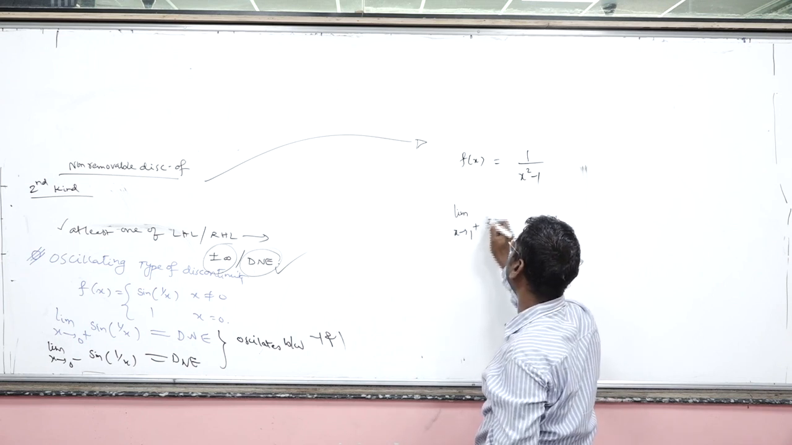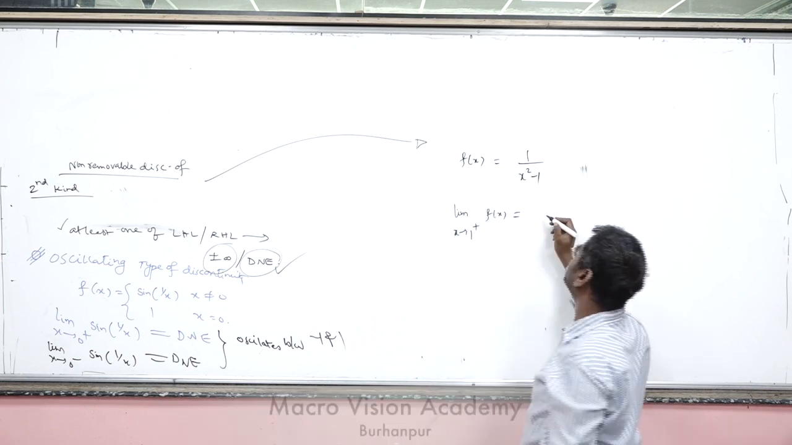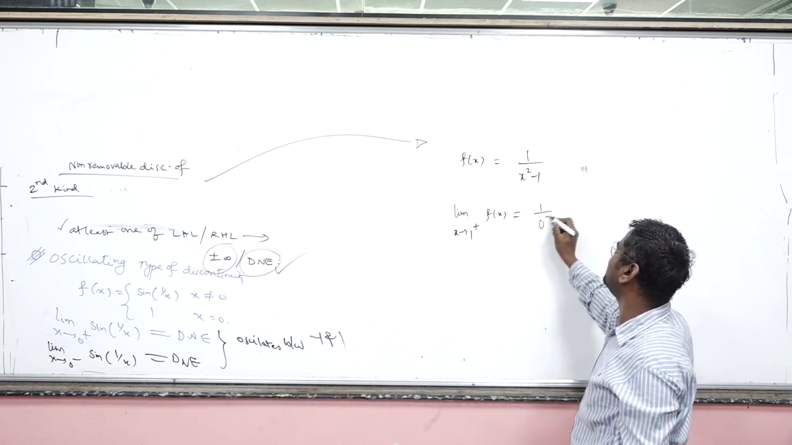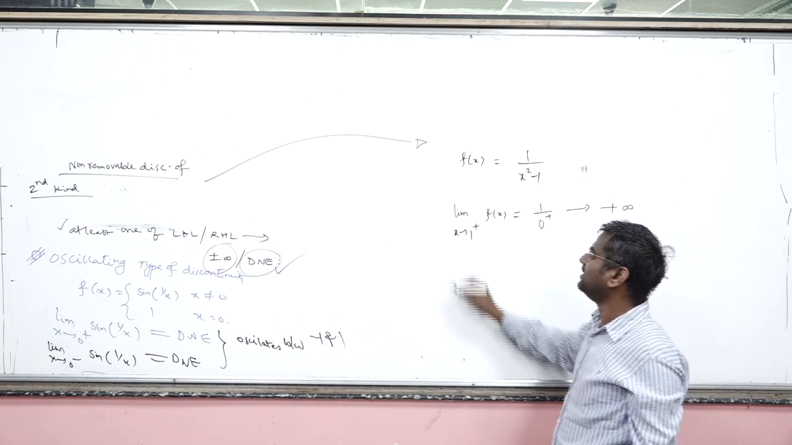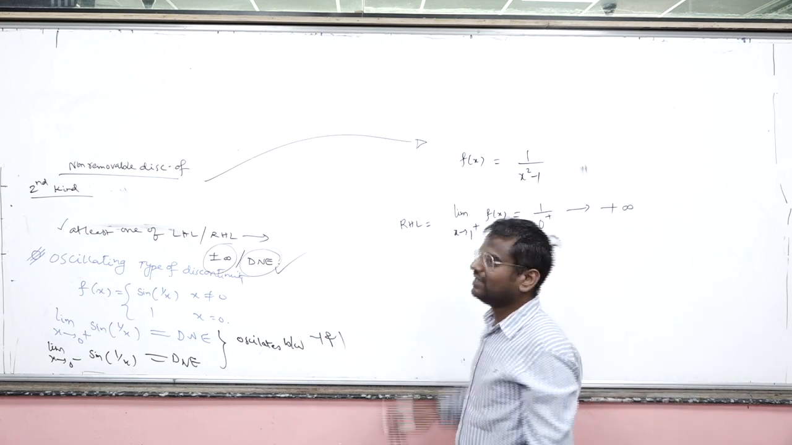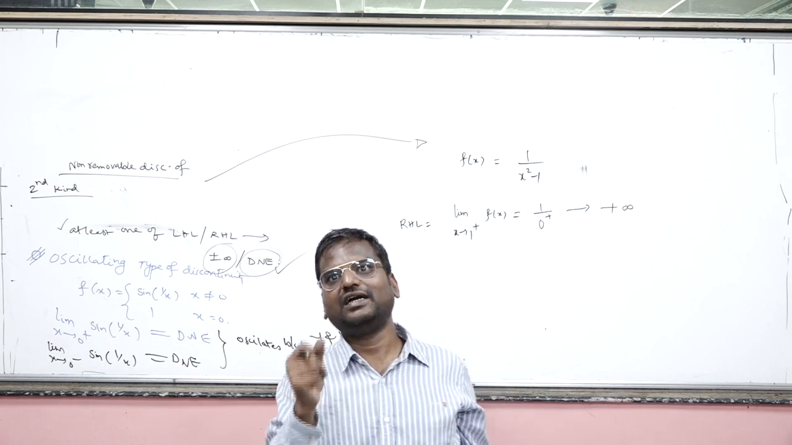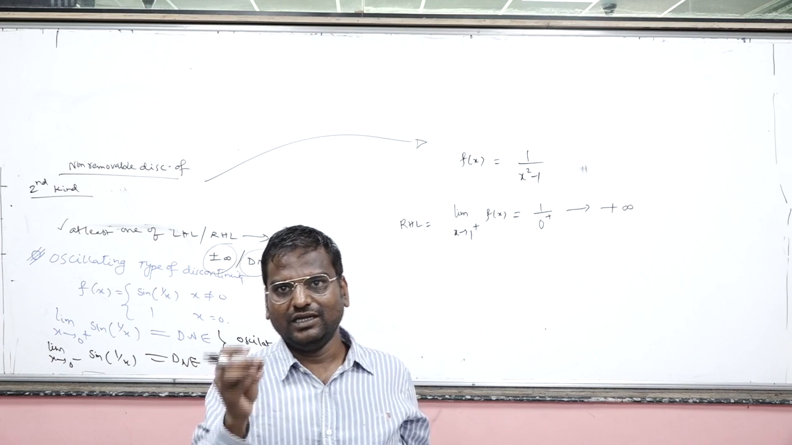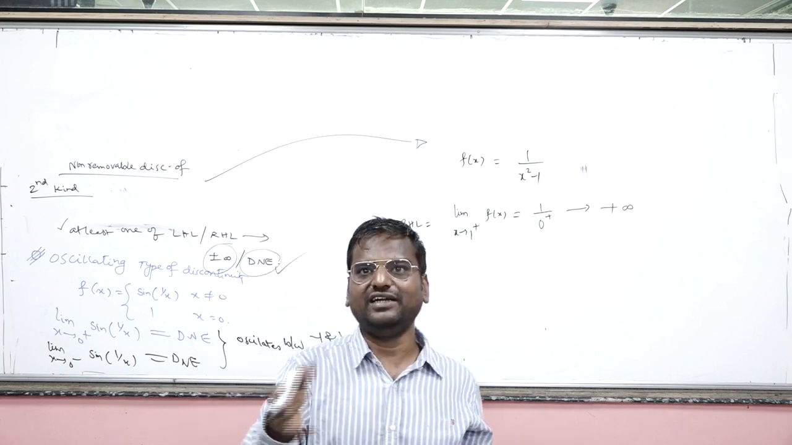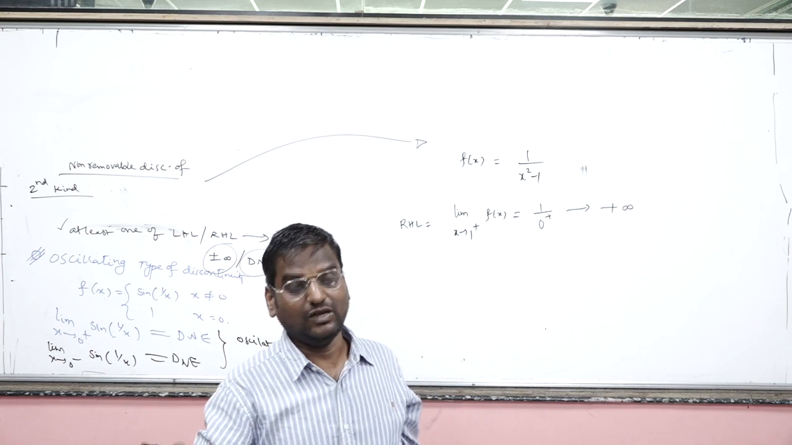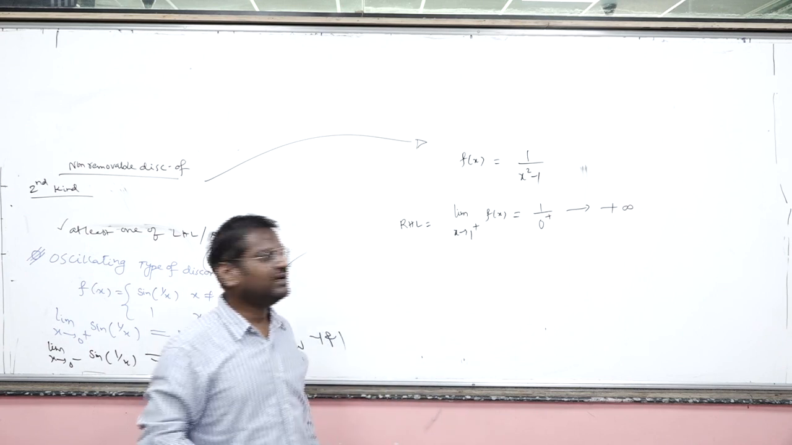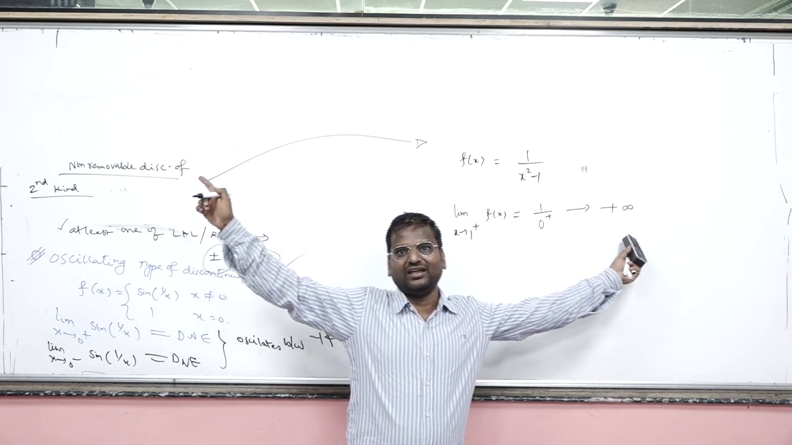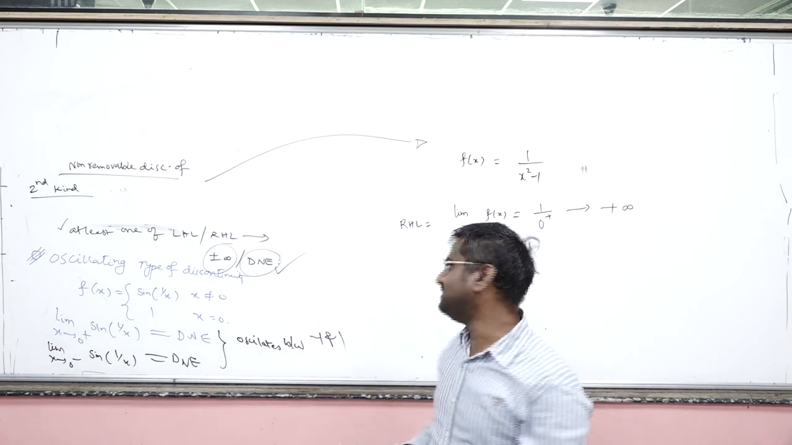Limit x tends to 1 plus f of x is equal to, as you can see, x more than 1, this is positive, 1 by 0 plus, that is plus infinity. Right? So this is your RHL. Remember, in the case of continuity, LHL, RHL, f of a all must be finite real numbers. Even if at least one of them is not a finite real number, you can say the function is discontinuous. What type of discontinuity? The RHL is tending to plus infinity, discontinuity of the second kind, and that too non-removable, you can't do anything.